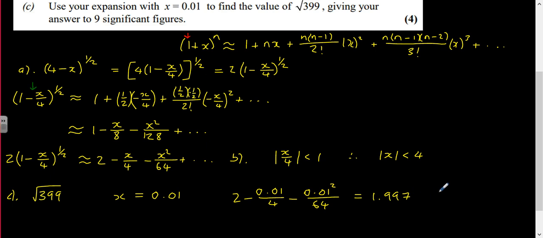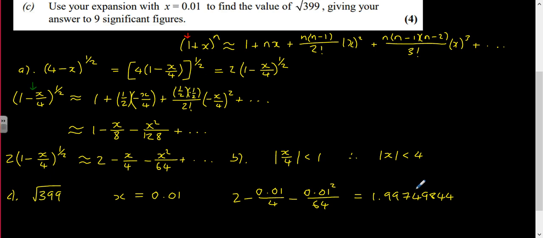So we get 1.997. We're asked for 9 significant figures, so we've got 4 already. 1.997, 4984. Okay, 1, 2, 3, 4, 5, 6, 7, 8, and another one. 4 on the end because there's a 3, 8 on the end. So 1, 2, 3, 4, 5, 6, 7, 8, 9. Yes, 9 significant figures. There we go.